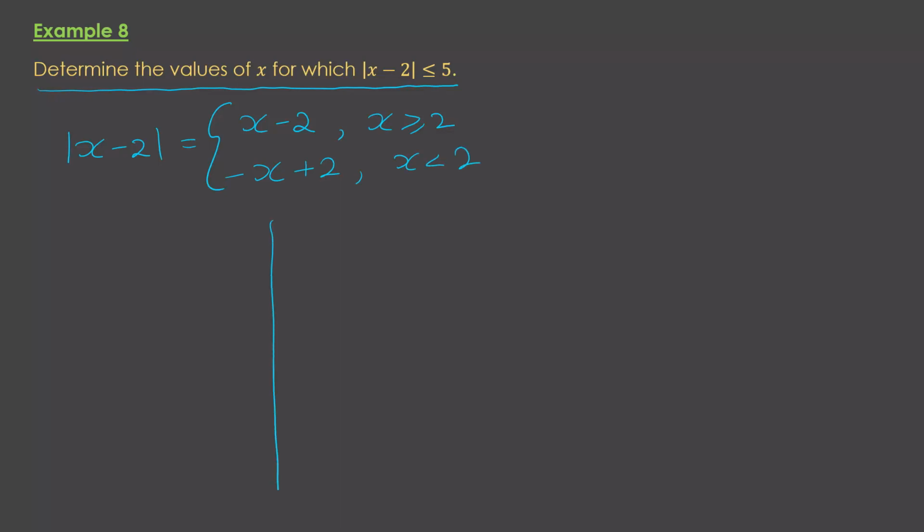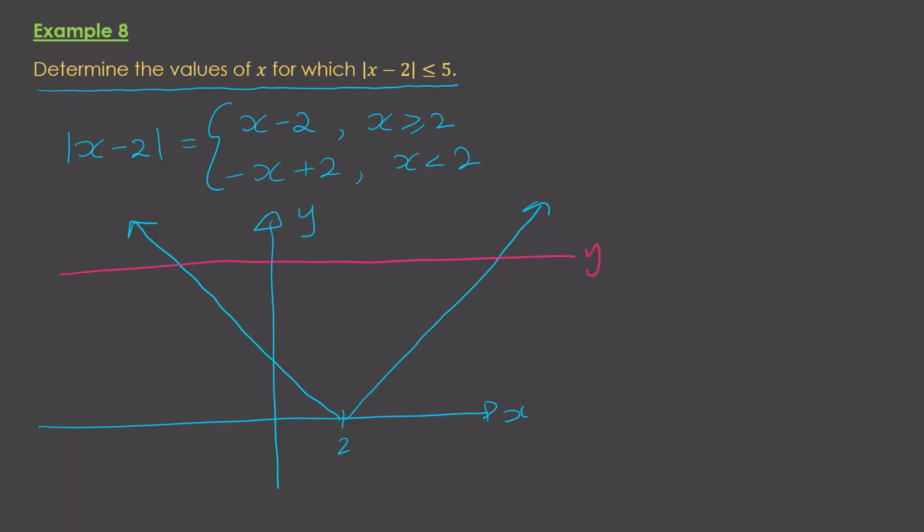So we could draw that. From 2, it's going to go up like this, and then it's going to go up like this on the other side. And then we could draw in y is equal to 5.